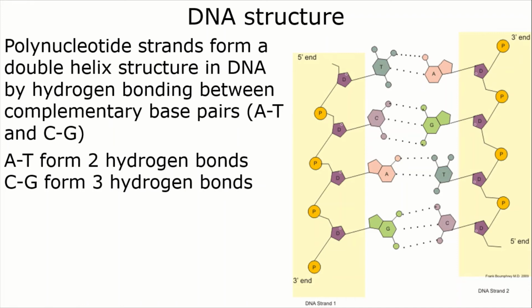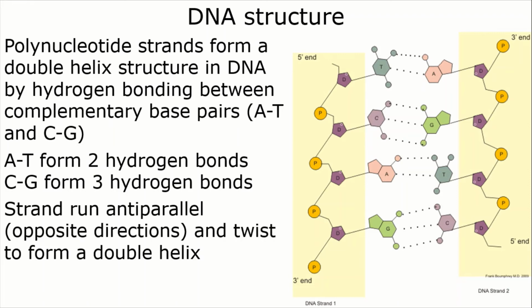So cytosine and guanine form slightly more stable structures because there are more bonds between them, and they also require a little bit more energy to break because there's 1 extra hydrogen bond.